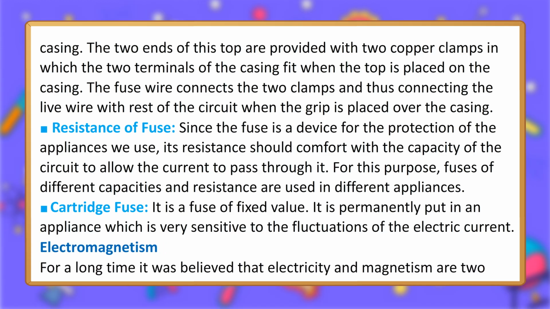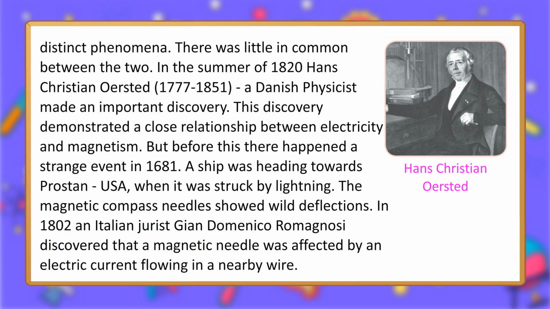Electromagnetism. For a long time it was believed that electricity and magnetism are two distinct phenomena. There was little in common between the two. In the summer of 1820, Hans Christian Ørsted (1777 to 1851), a Danish physicist, made an important discovery. This discovery demonstrated a close relationship between electricity and magnetism.